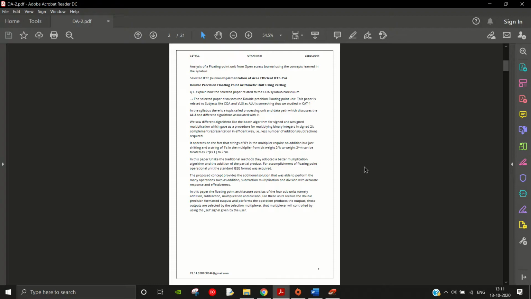In this paper, the floating point architecture consists of 4 subunits, namely addition, subtraction, multiplication and division. These units receive the double precision formatted inputs and perform the operation to produce the outputs. Those outputs are selected by the selection multiplexer. That multiplexer is controlled by the select signal given by the user.